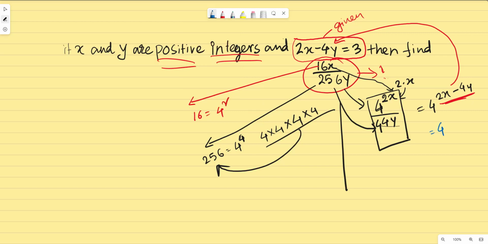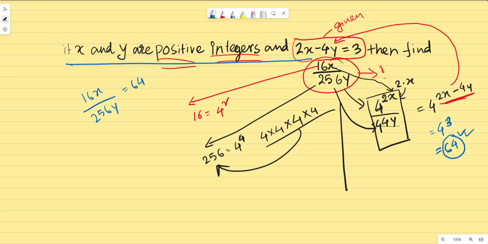Simple. Now put the value over here. This is 4 to the power 3, that is 64. Okay, so the right answer is 64. So the value of this is equal to 64 according to this question. Okay, thank you.